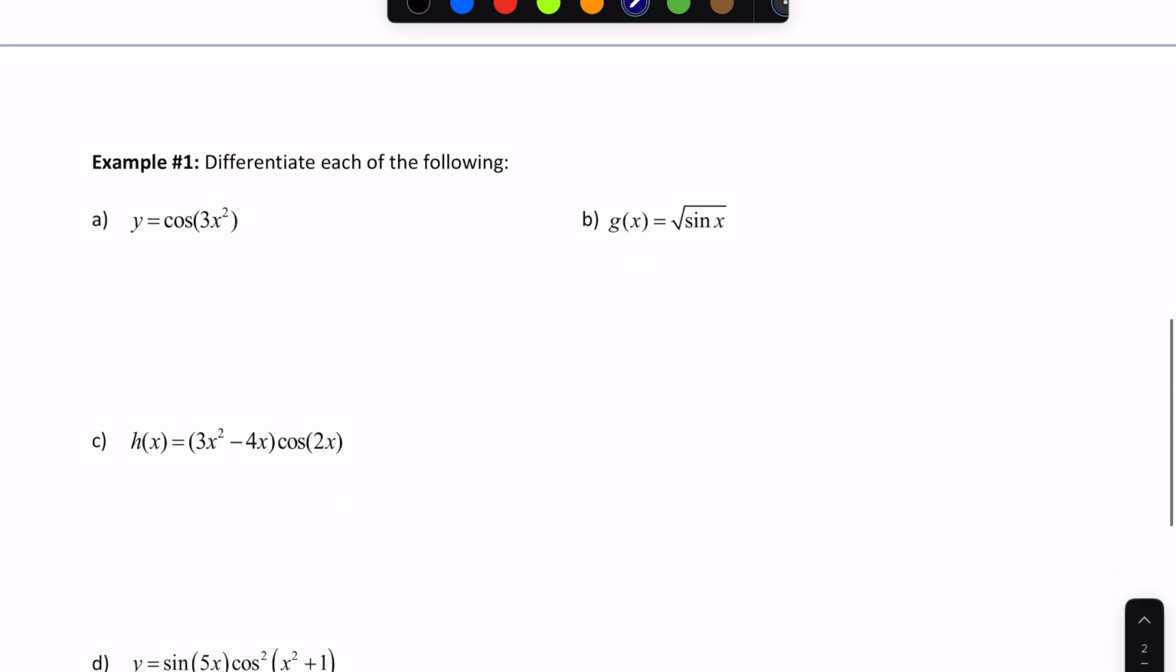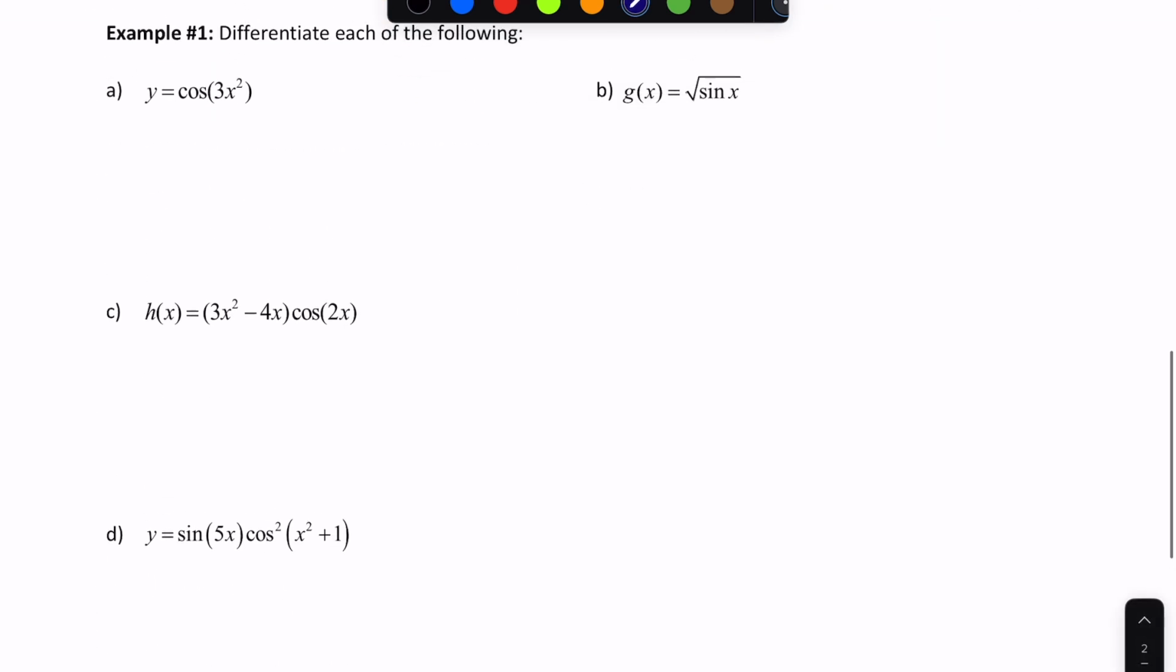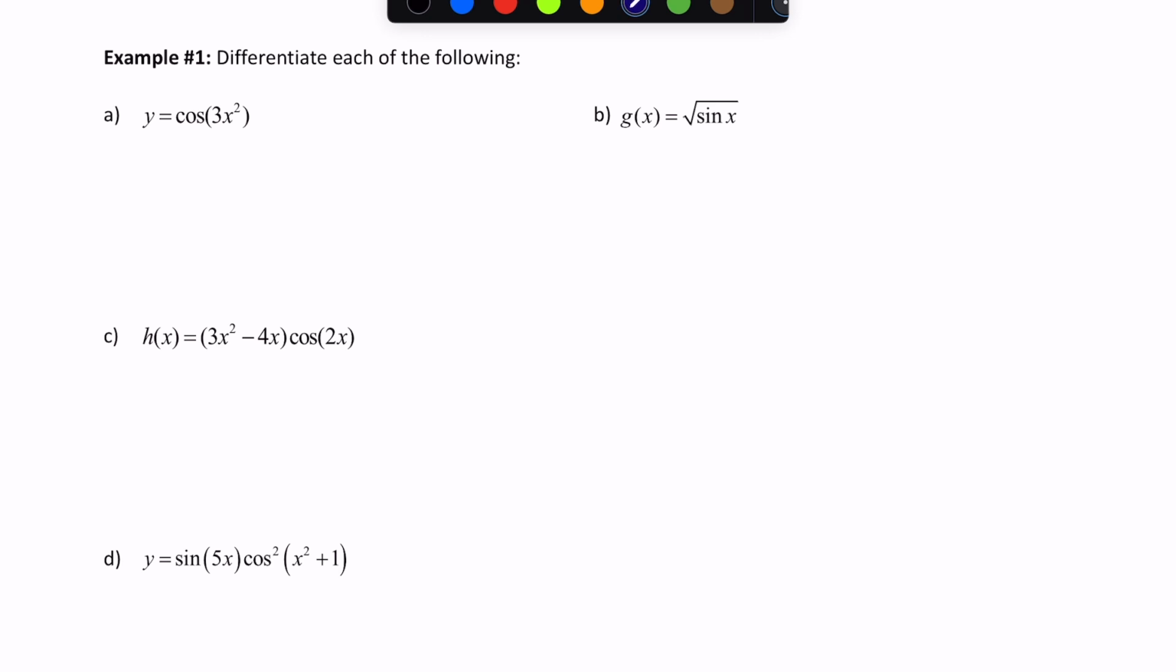Okay, so let's look at a few of these examples. Here it tells us to differentiate the following. We have y equal to cos of 3x squared. Again, this is the outside, so we derive the outside, and then we'll derive the inside, which is 3x squared. So y prime is equal to the derivative of the outside. The derivative of cos is negative sine. So we have negative sine 3x squared. And then the derivative of the inside, which is 6x.